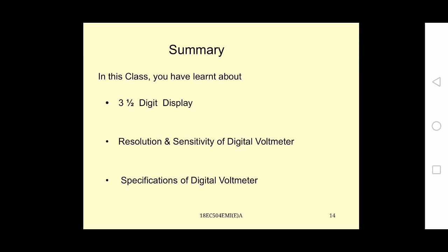So in this class you have learned what a 3.5 digit display is: 3 digits for full readout, and the half digit displays only either 0 or 1, so you can go from 0 to 999 up to 1999. And you learned what resolution and sensitivity of digital meters are, and the different specifications of the digital voltmeter.